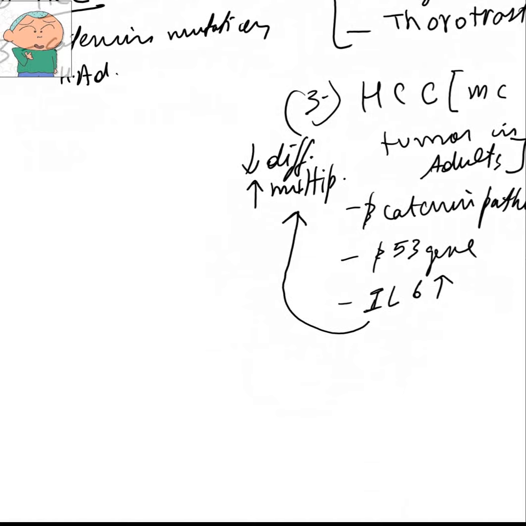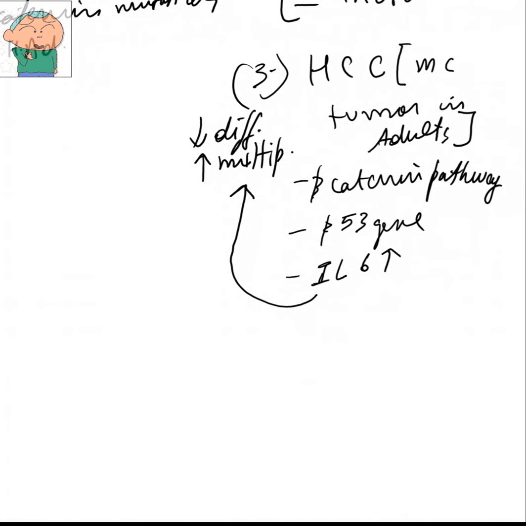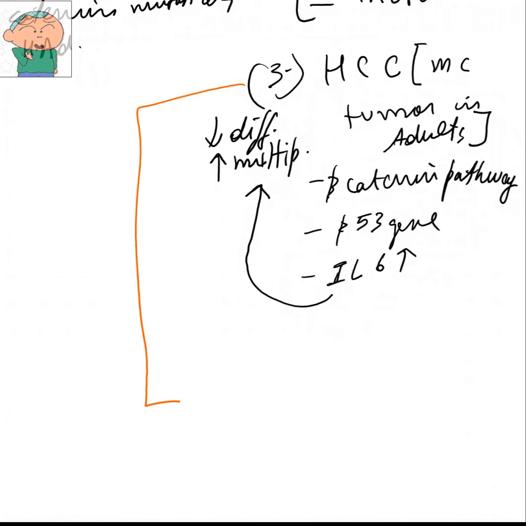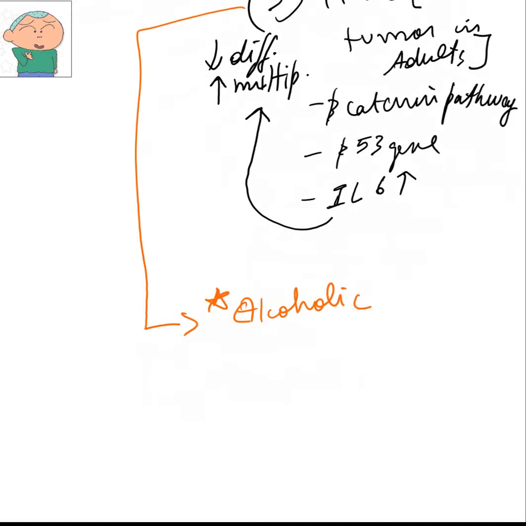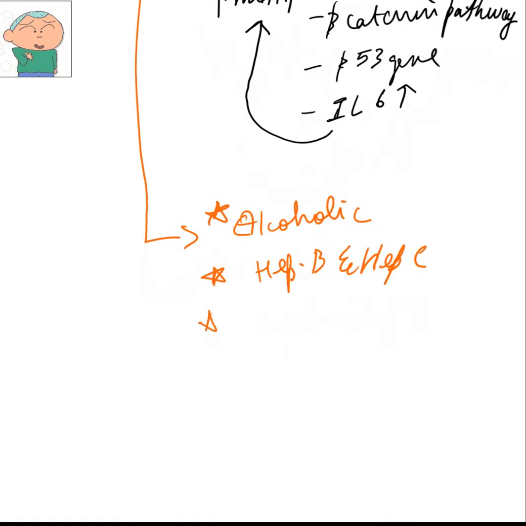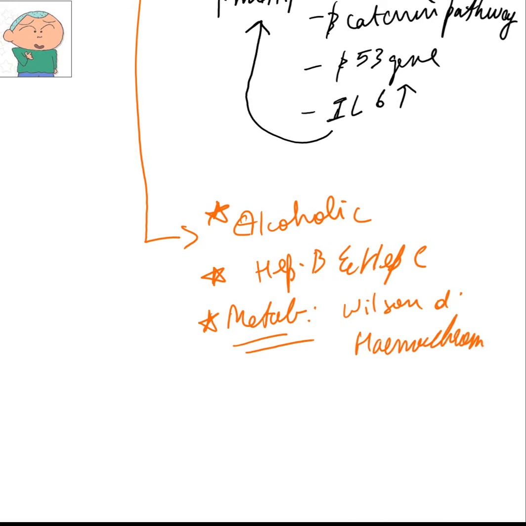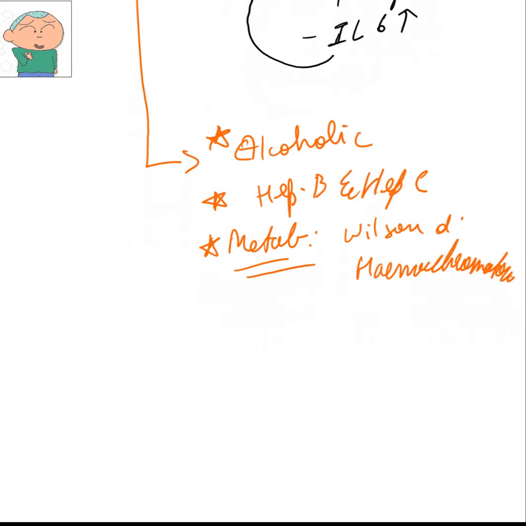Other risk factors for the development of hepatocellular carcinoma: of course, chronic alcoholic patients are at risk. Also, certain infectious diseases such as hepatitis B and hepatitis C are a risk factor. Certain metabolic disorders, like Wilson disease, and hemochromatosis can also lead to the development of hepatocellular carcinoma.